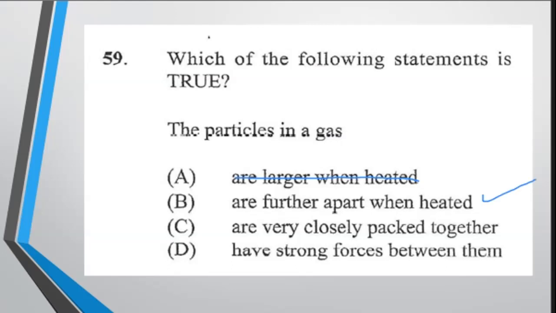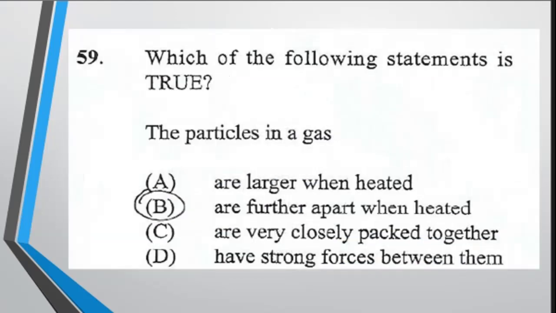Are very closely packed together. No, that is a solid. They have strong forces between them. That is a solid. So the answer is B as in boy. When you heat a gas, the particles are further apart. The answer to 59 is B as in boy.